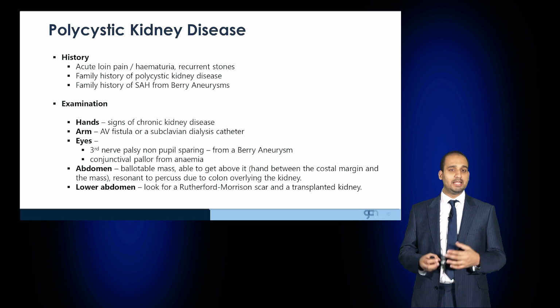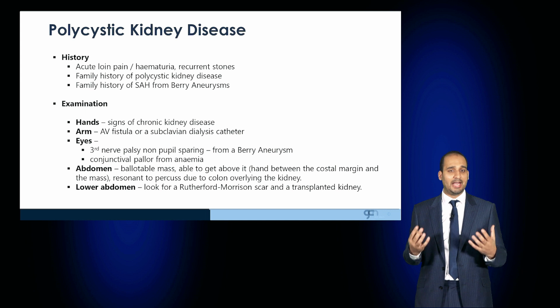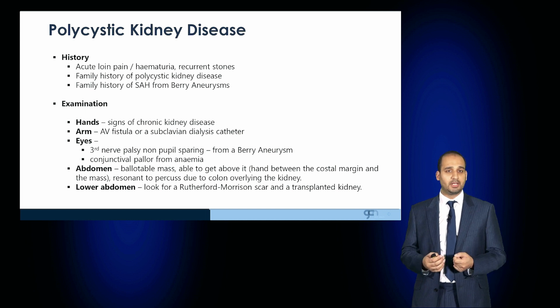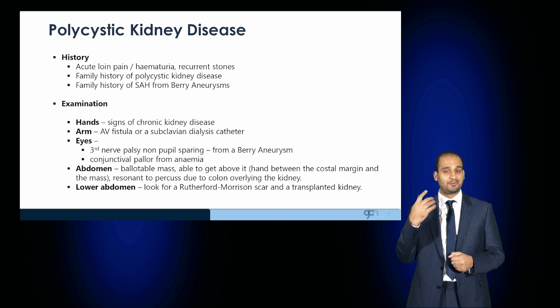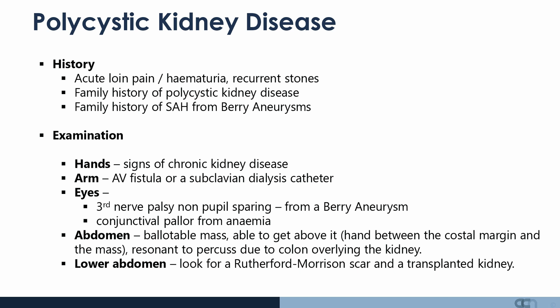On examination, they may have signs consistent with chronic kidney disease. They may have anemia, they may have an AV fistula, they may have a third nerve palsy which is non-pupil sparing as a result of a berry aneurysm, or they may have conjunctival pallor from anemia.